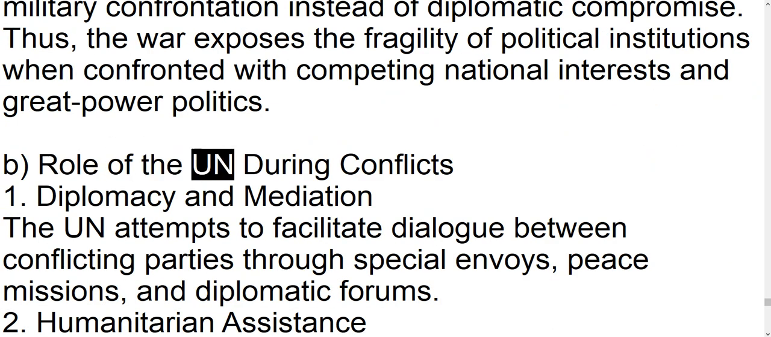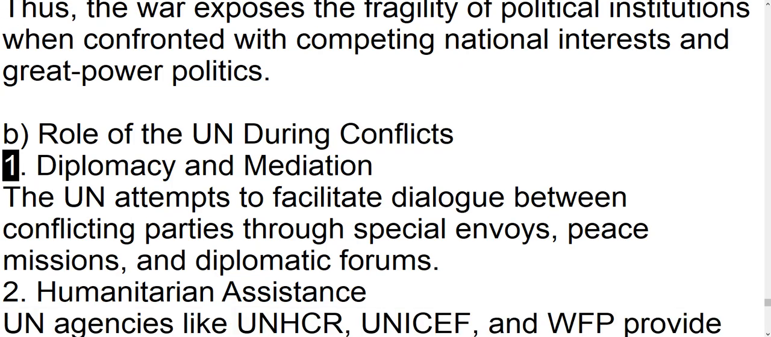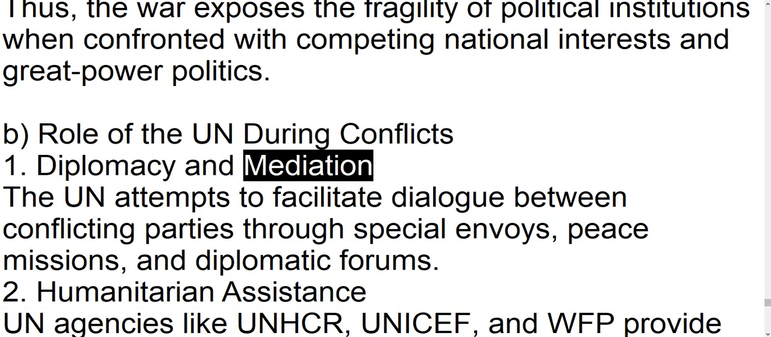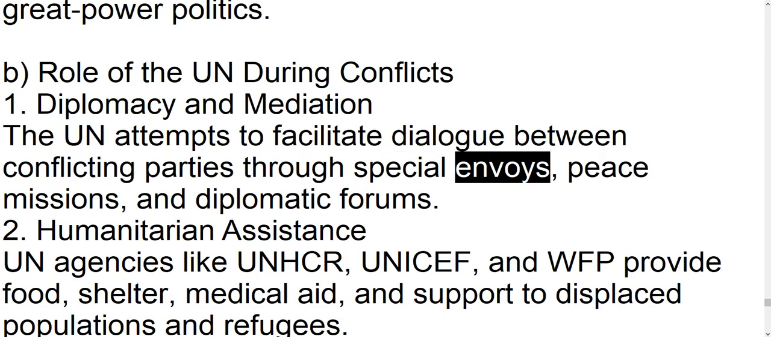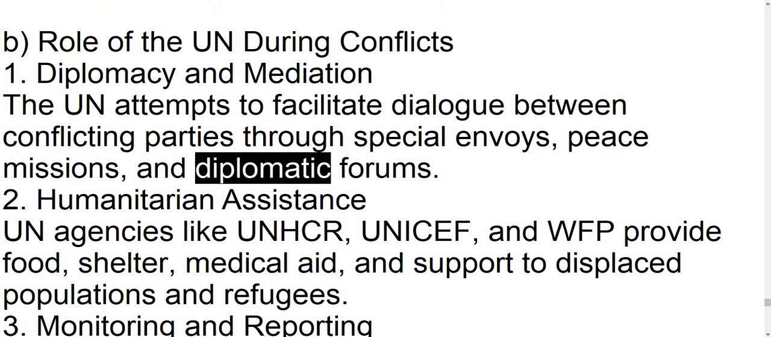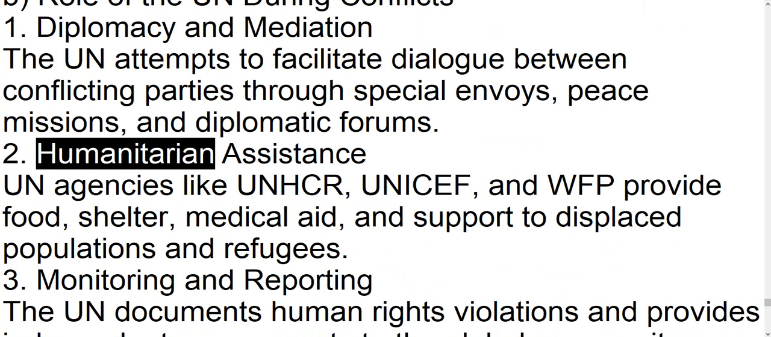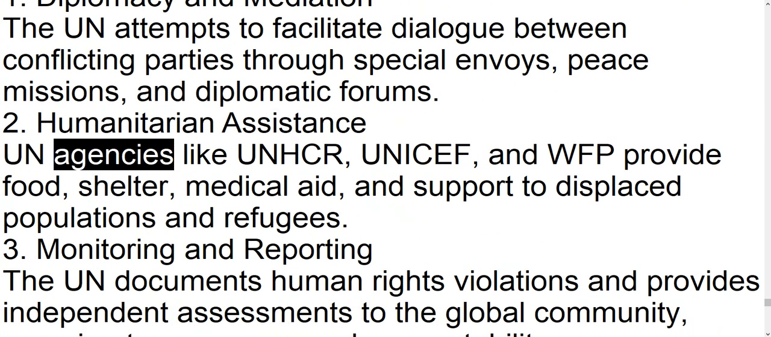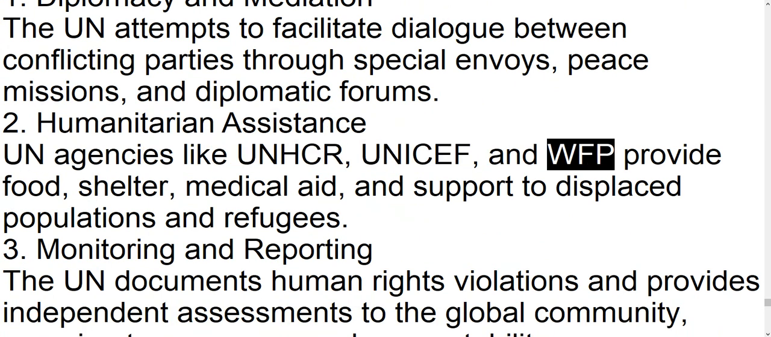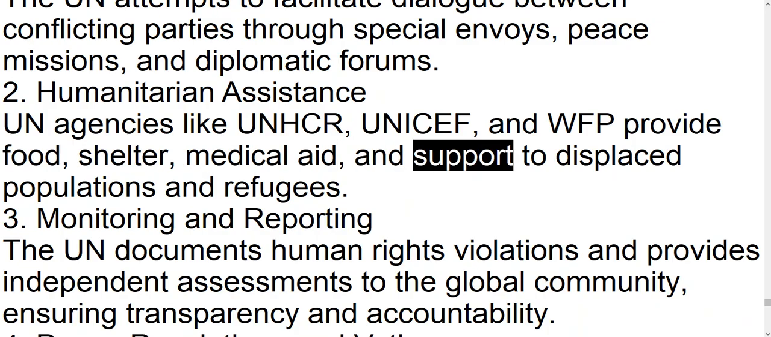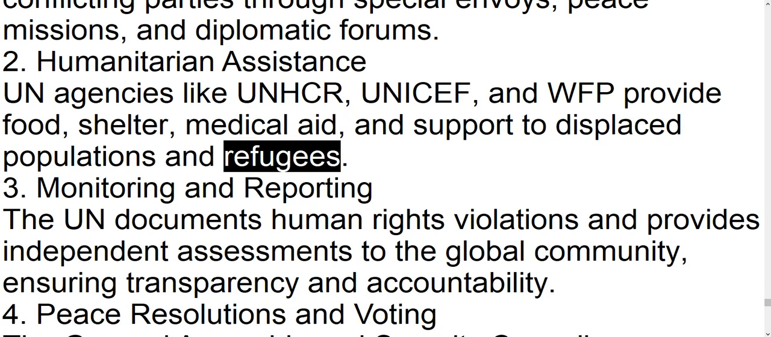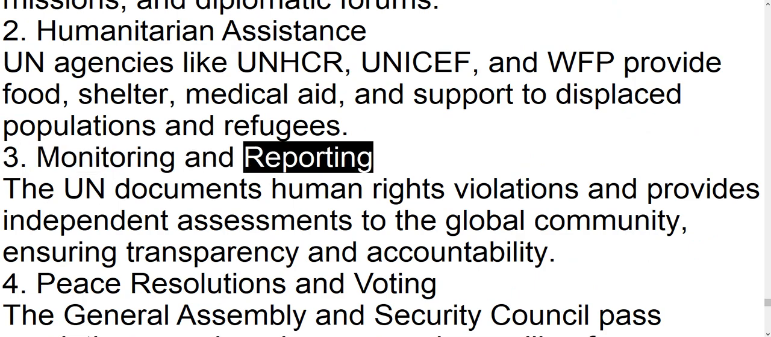B. Role of the UN during conflicts. 1. Diplomacy and mediation. The UN attempts to facilitate dialogue between conflicting parties through special envoys, peace missions, and diplomatic forums. 2. Humanitarian assistance. UN agencies like UNRWA, UNICEF, and WFP provide food, shelter, medical aid, and support to displaced populations and refugees. 3. Monitoring and reporting.